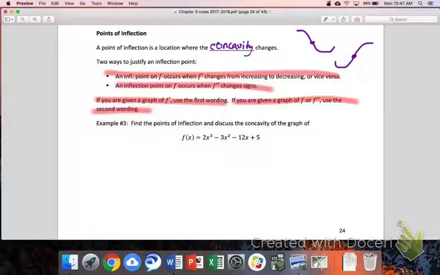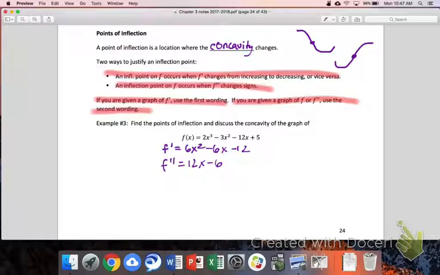Derivative and then derivative. Yeah, just do it twice. Okay, so see here, F prime equals 6x squared minus 6x minus 12. F double prime equals 12x minus 6. Okay, so we found F double prime. And we're looking for where we have points of inflection. So points of inflection will happen when F double prime does what?